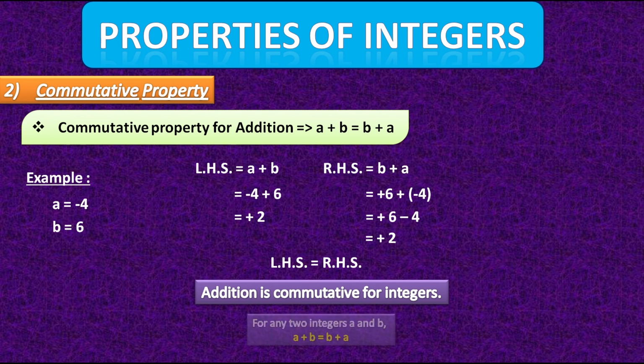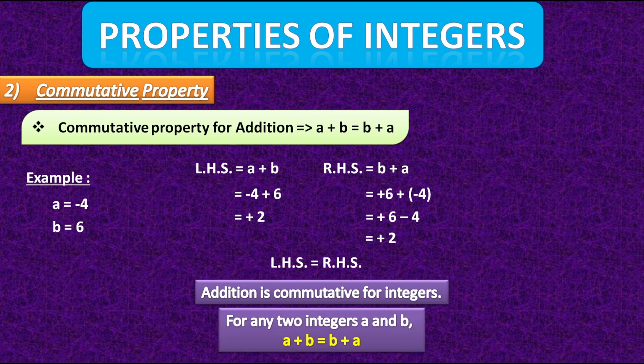Therefore addition is commutative for integers. For any two integers a and b, a plus b is equal to b plus a. That means the commutative property holds for addition. Okay, now let's check for subtraction.